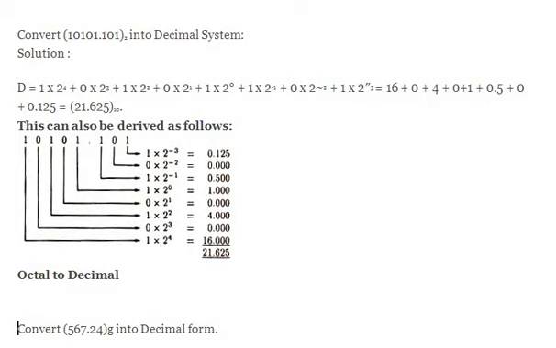The one after the decimal point, that is 101. Check out 101. From left to right, 1 is multiplied by 2 to the power of minus 1, 0 is multiplied by 2 to the power of minus 2, and 1 is multiplied by 2 to the power of minus 3. And you add the things. Binary to decimal.